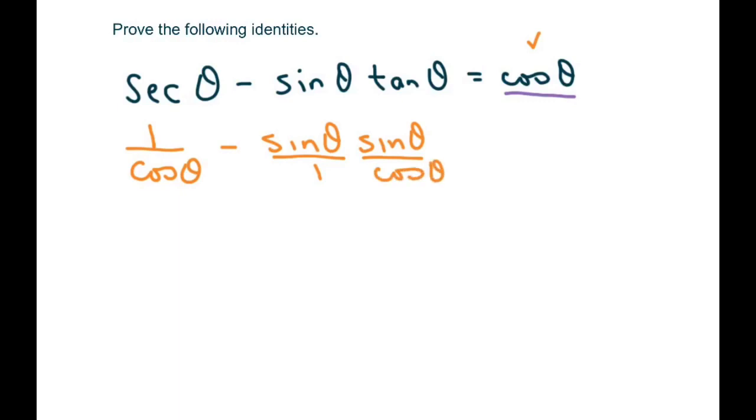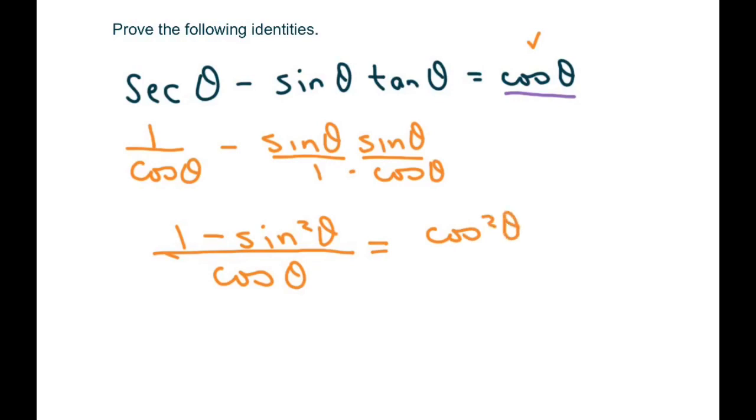Therefore, 1 times cosine is just cosine, so our common denominator is cosine. And sine times sine is sine squared, so we have 1 minus sine squared. From our Pythagorean identities, we know that 1 minus sine squared is cosine squared. And write that over cosine, and that's going to equal cosine, because cosine goes into cosine squared once. So the left side looks like the right side, and we proved it.